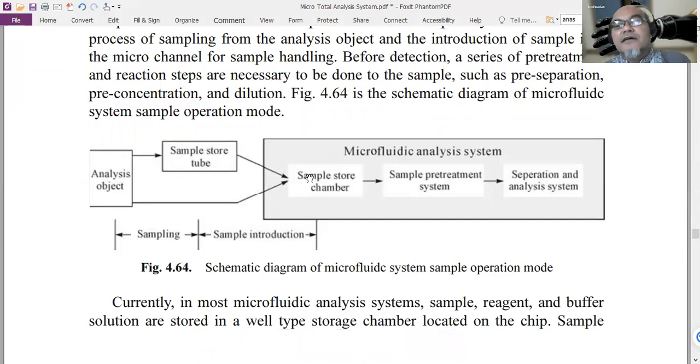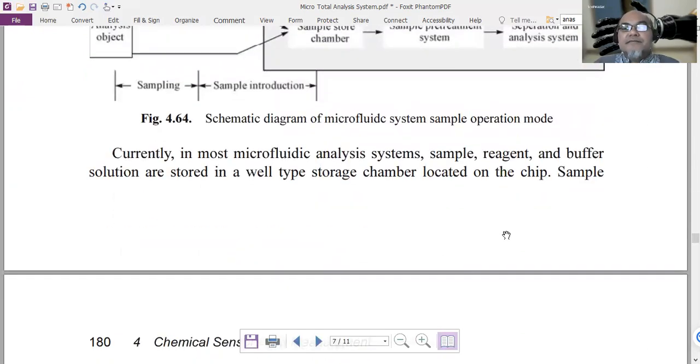And the sample operation mode: sampling is usually required when we are applying the microfluidic system for analysis. So the analysis object is first sampled and stored in the sample storage tube. Then it is introduced to the microfluidic analysis system in the sample storage chamber, and then pre-treated in the sample pre-treatment system. After that, it undergoes separation and analysis.